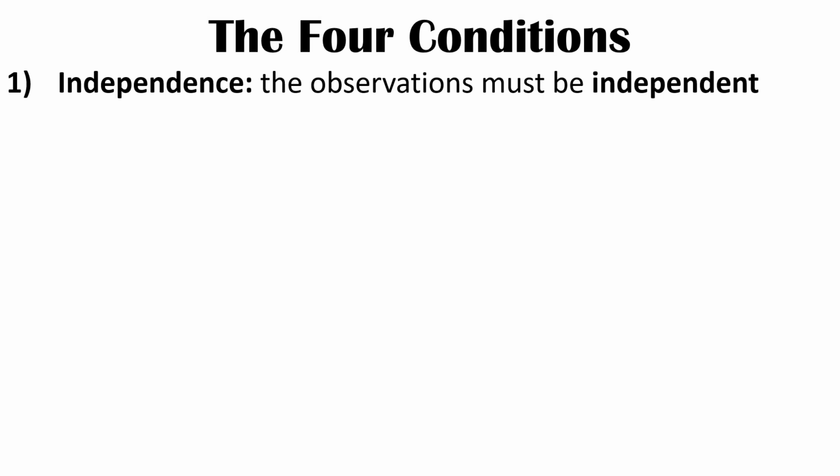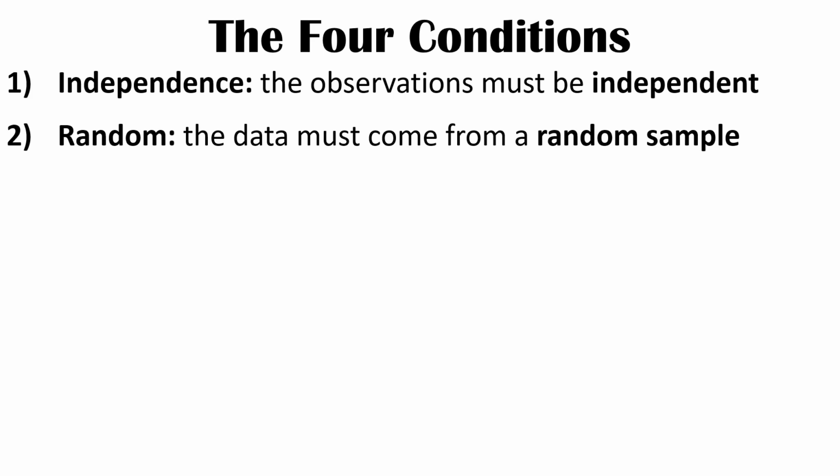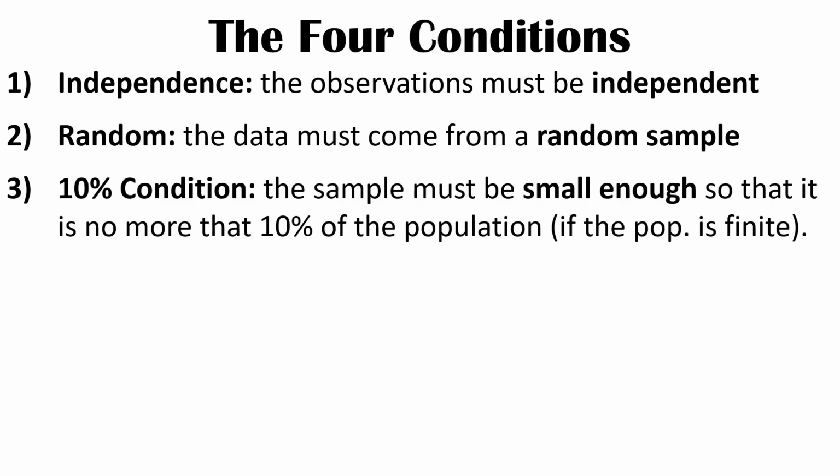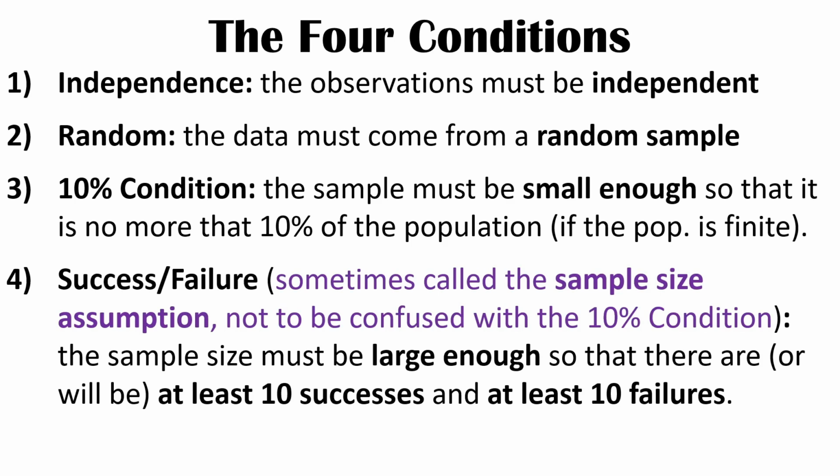So the conditions that we need to be true: the observations must be independent. The sample should be random. That hopefully ensures that the sample is representative of the population. And then the sample size cannot be too big. It can't be more than 10% of the population in the case where the population is finite. And also the sample size cannot be too small. It should be large enough that we would expect to see at least 10 successes and at least 10 failures. So for the rest of this talk, we're going to assume that these conditions hold.